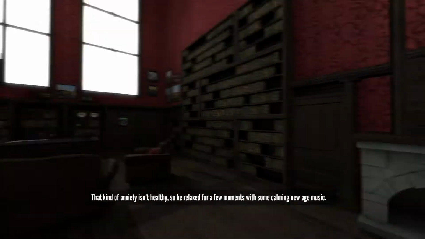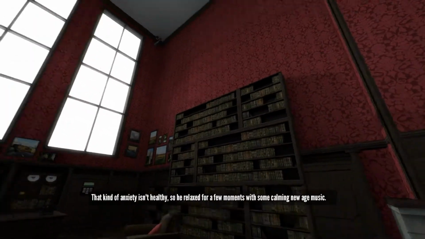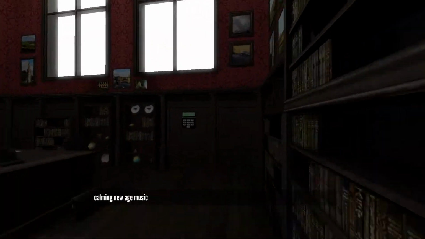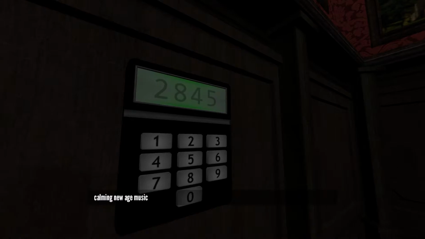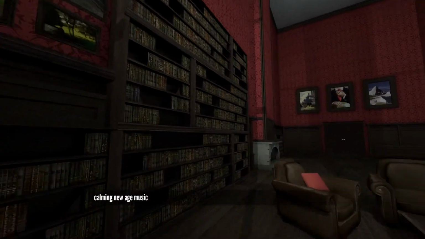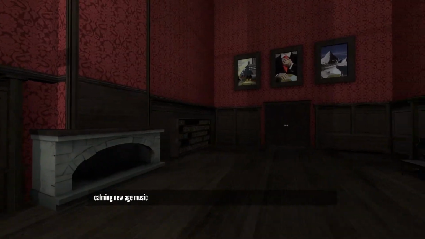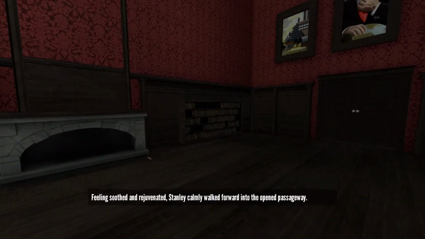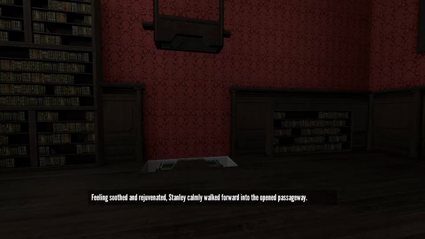So he relaxed for a few moments with some calm new age music. Feeling soothed and rejuvenated, Stanley calmly walked forward into the opened passageway.